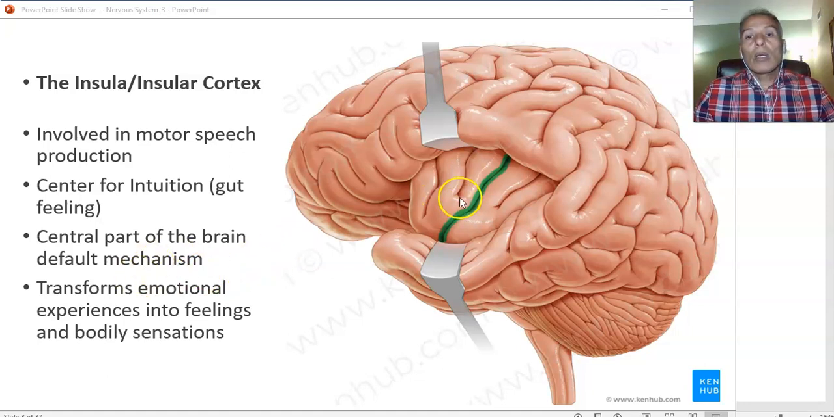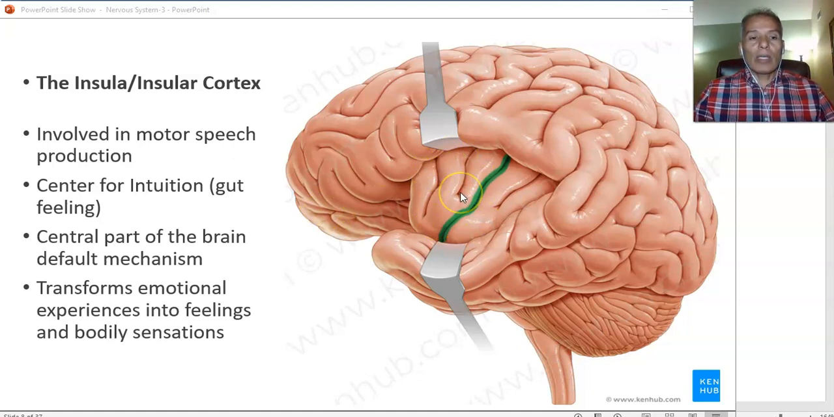So the insula contributes to motor activation for speech. And it has a big connection with the Broca's area. If that pathway is severed, then the person can become mute.